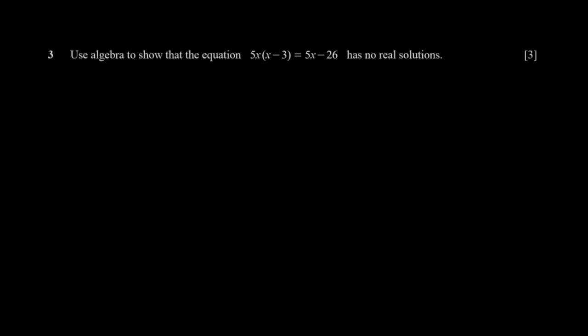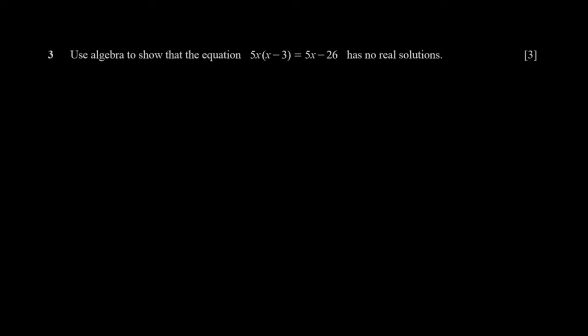Question 3. Use algebra to show that this equation here has no real solutions. Well, basically, this is going to be a quadratic, isn't it? And to show that it's got no real solutions, we will need to show that the discriminant of the quadratic must be negative.